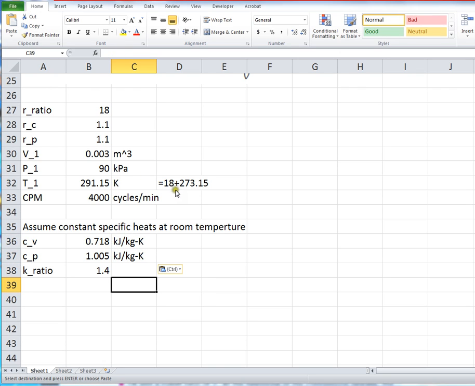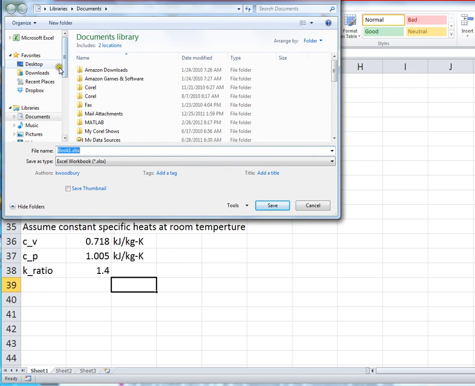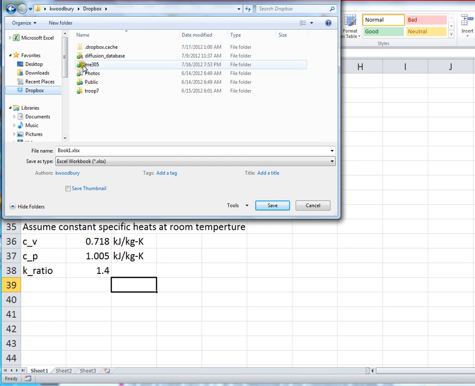Okay, better save this somewhere. Save early, save often. It's always a good philosophy. I think I've got a place here I can stick that. I don't know what problem number this is.